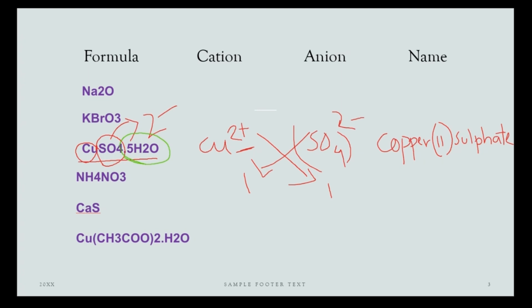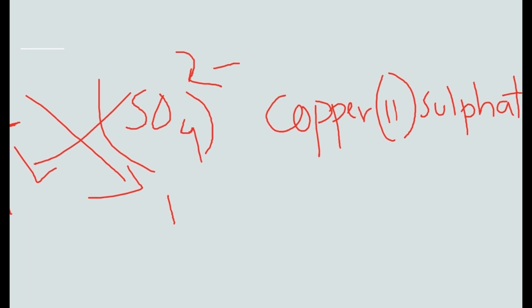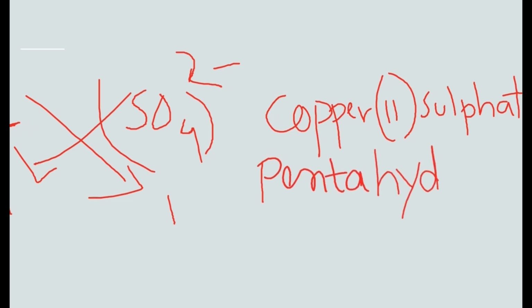But how will you name this? Here there is written 5 water. So we will write pentahydrate. Penta for the 5 and hydrate for the water compound. And all you need to do is add this to your compound. So with copper 2 sulfate we will write pentahydrate. This is the name of our entire compound: copper 2 sulfate pentahydrate.